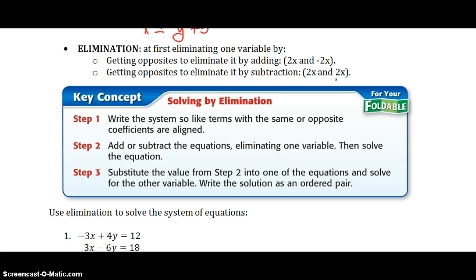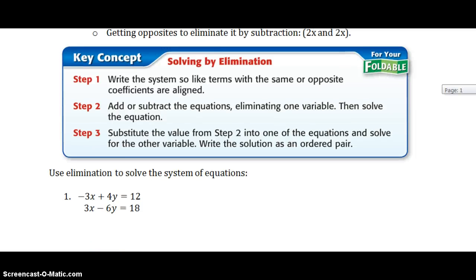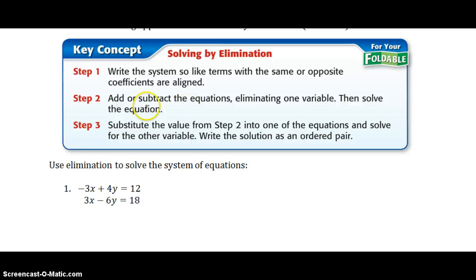So here are our step-by-step instructions. And let me just show you each step as I work a problem. So number 1, write the system so like terms with the same or opposite coefficients are aligned. So problem number 1, my x's are already aligned, my y's are aligned, and notice I already have a negative 3x and a positive 3x.